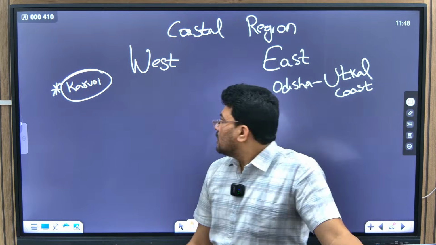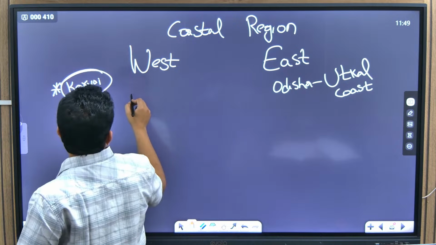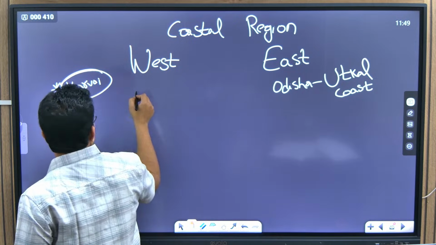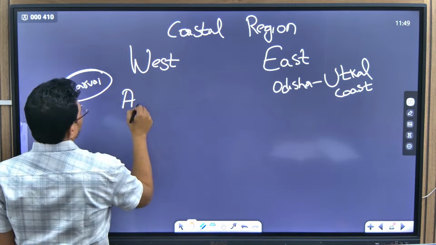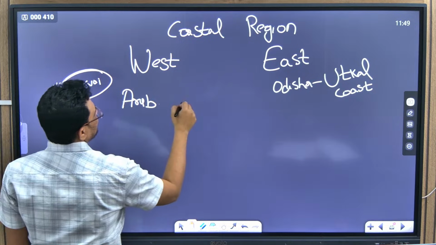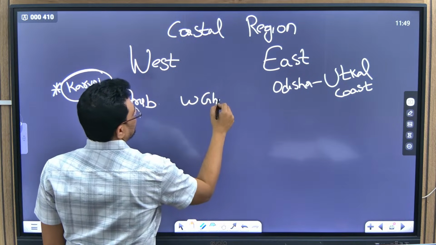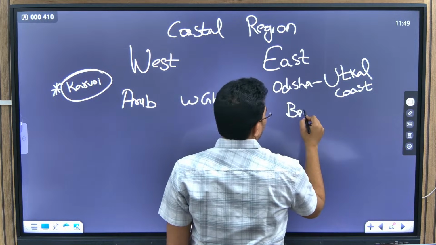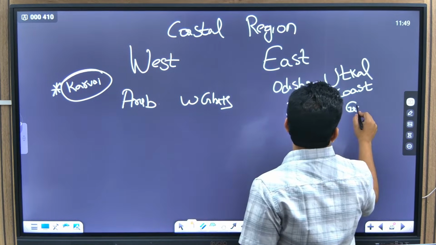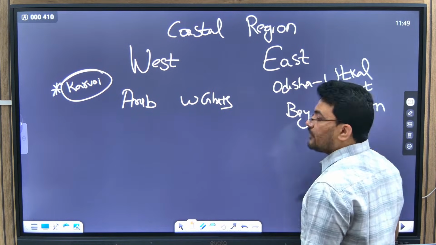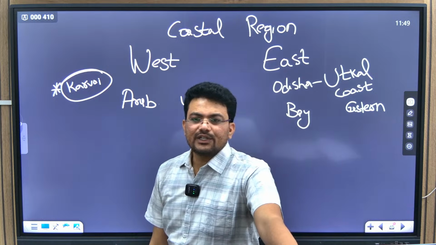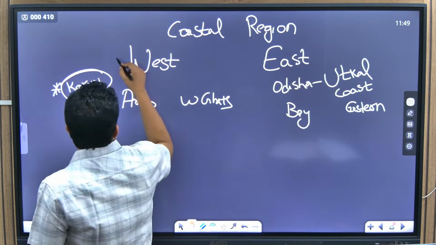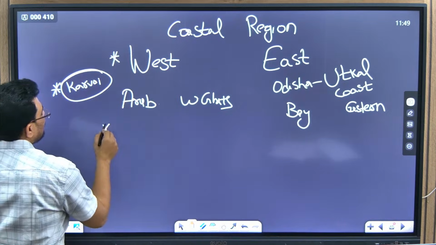Okay. So another difference is that this west coast is between Arabian Sea and Western Ghats. Right. This is between Bay of Bengal and Eastern Ghats. Okay, that you have to know. Which is more fertile?